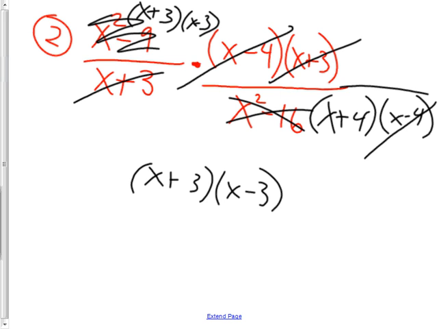And what's left on the bottom? X plus 4. Could you have multiplied the top out and said x squared minus 9? Sure. Raise your hand if you had that one right. Almost everybody, awesome. On to the last one.